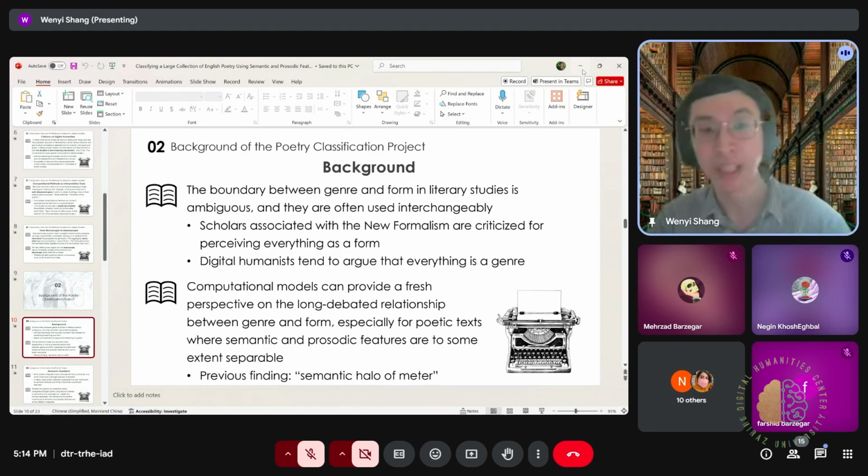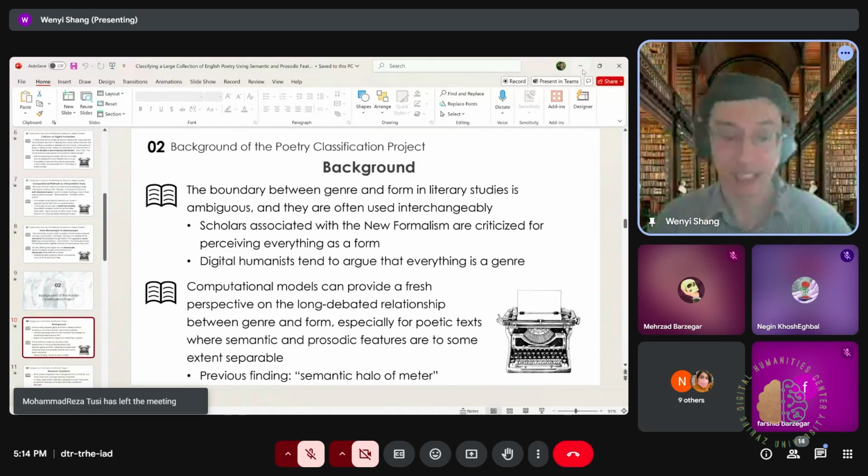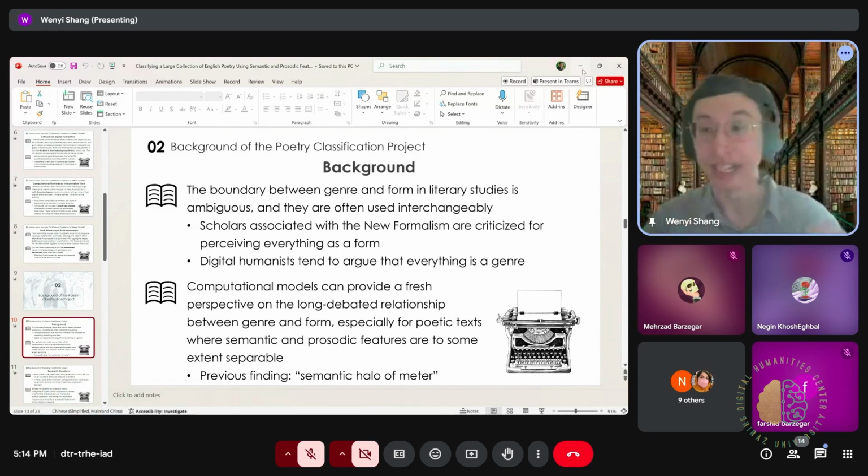We're going to try to see how computational models can provide a fresh perspective on this long-debated relationship, especially for poetic text, where semantic and prosodic features are to some extent separable. I'm going to explain that later. Previous studies find that there's a semantic halo of the meter, that is, poems that use similar meters tend to use similar lexicons. So basically there's a relationship between the structural elements of the poems, like what meter they're using, and the semantic things, what words they're using.